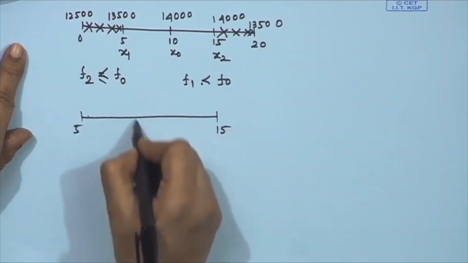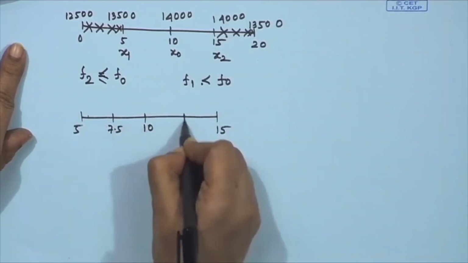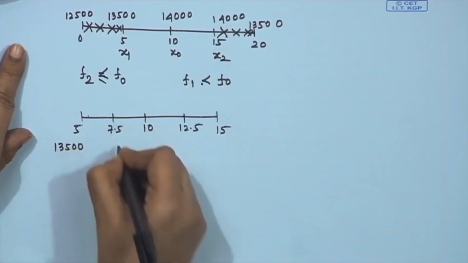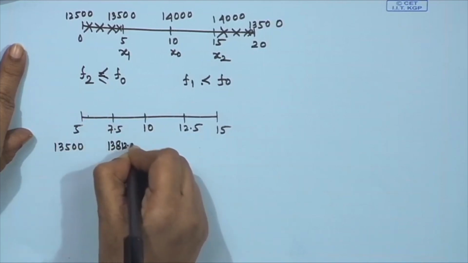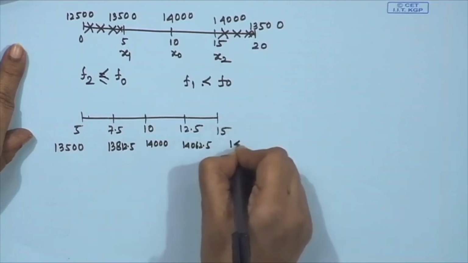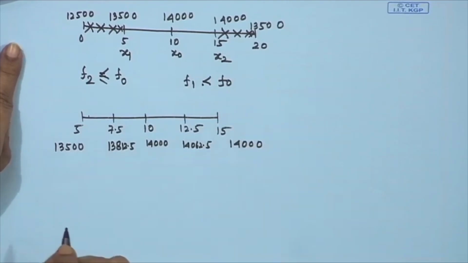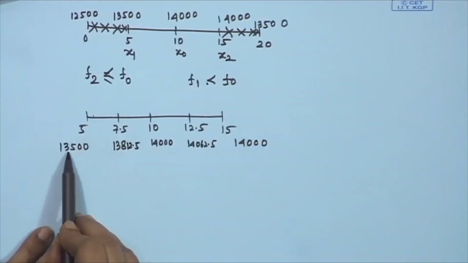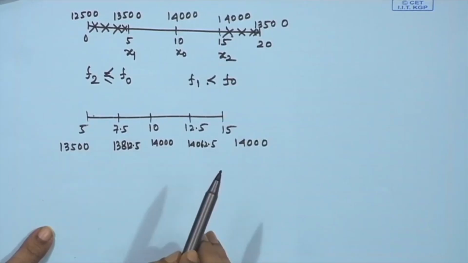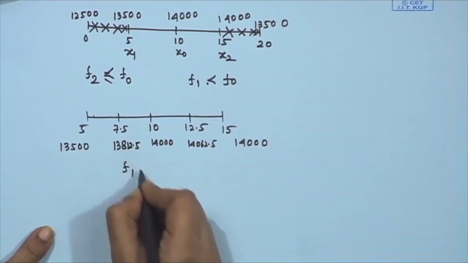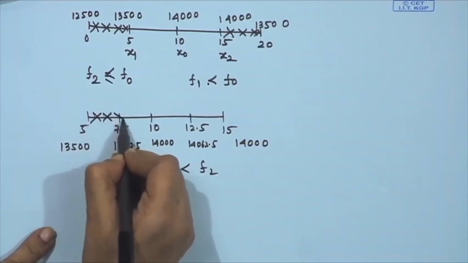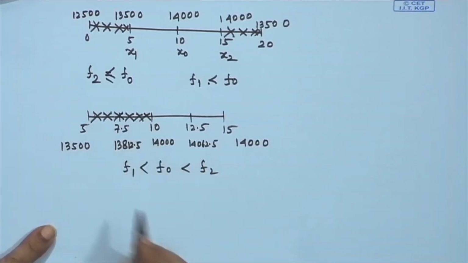Again we will divide it into 4 parts: 7.5, 12.5. Let us write down the functional values here. For 5 we know this is 13500, for 7.5 it is 138, for 12.5 it is 14000, for this point 14062.5, and here at 15 it is 14000. We are finding the maximum value. What we could see here is that the functional value is increasing, then it is increasing further, then it is decreasing. That is why we can say that f1 is lesser than f naught and lesser than f2. That is why my new region of uncertainty would be from 10 to 15, and I will discard the rest.